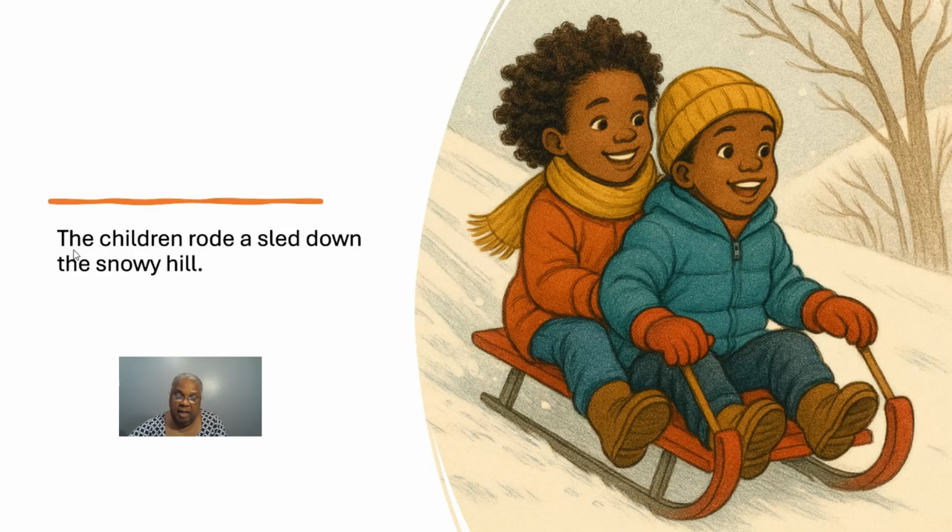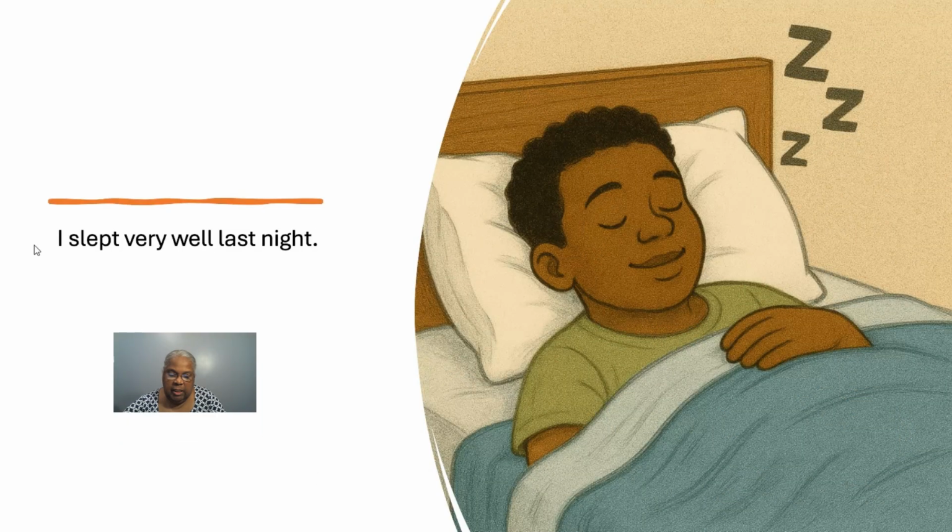Ready? Let us begin. The children rode a sled down the snowy hill. Now, listen to what sled means. It's something you ride on snow. A sled slides down hills when the ground is icy or snowy. Let's read the sentence together.